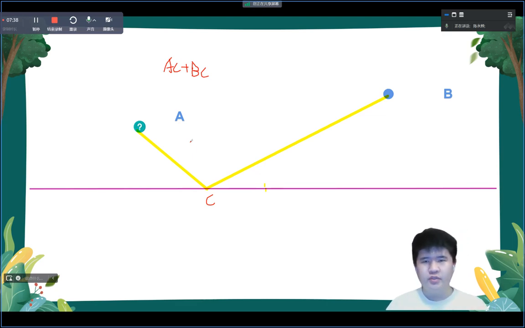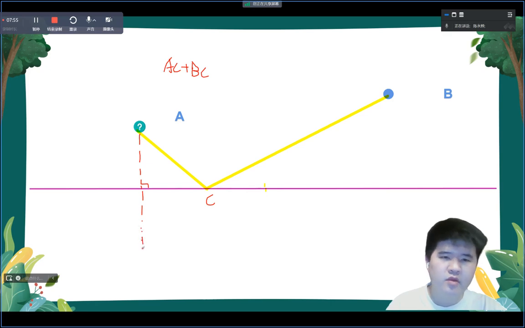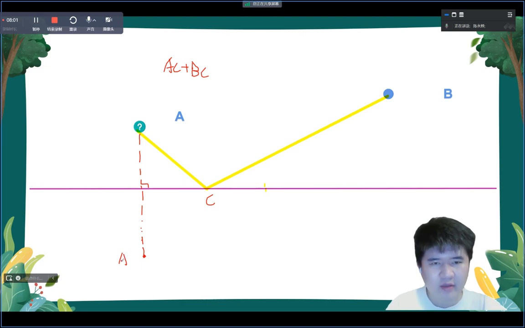We can just use the help of symmetry. Here, we draw a perpendicular line from the point A to the river, and then we extend it to make sure it has the same distance. For example, this point is called A prime.